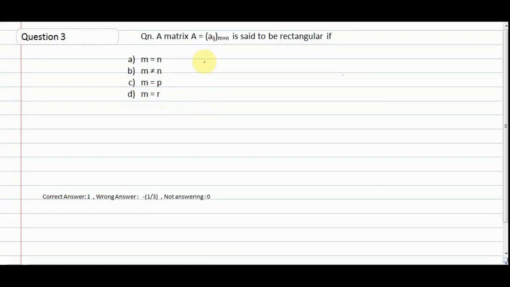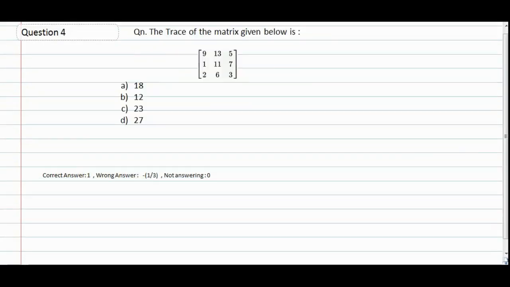Here the right answer is option B, m not equal to n. Here the first option, m equal to n, is that of square matrix. A matrix is said to be a square matrix if number of rows is equal to number of columns. If m is not equal to n, then the matrix is a rectangular matrix. For example, if a matrix is having 2 rows and 3 columns, then such a matrix is a rectangular matrix. Okay, so if you have the correct answer, your mark will be 1. Okay, now let's move on to question number 4.